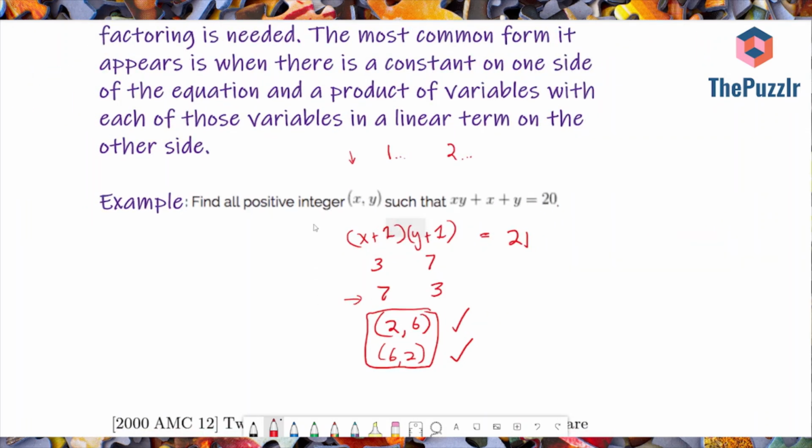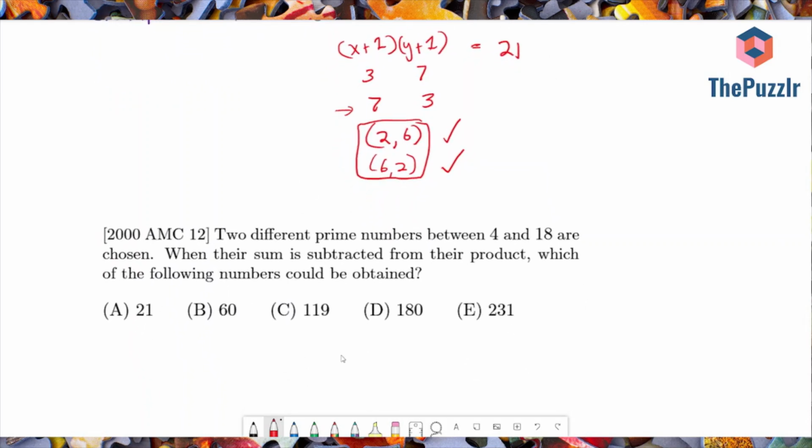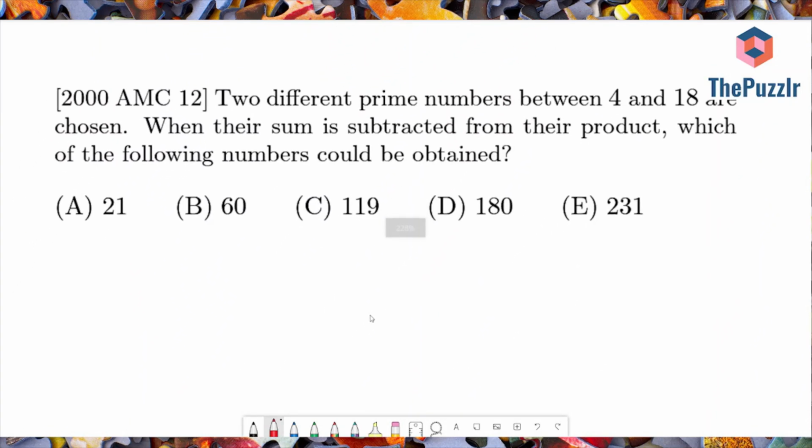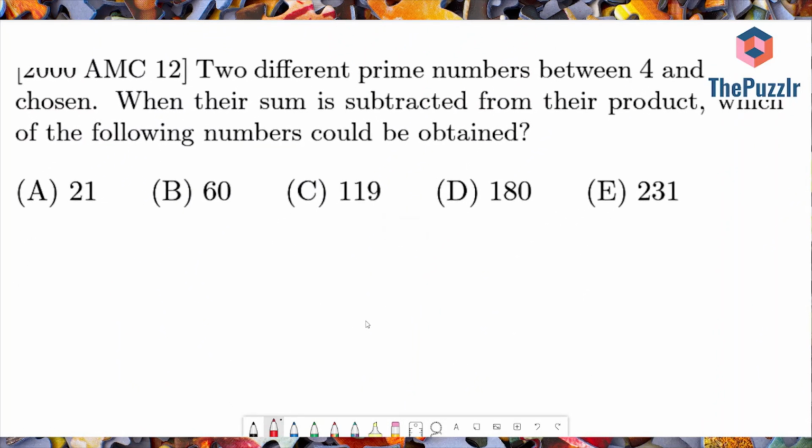Like the next problem. From the 2000 AMC 12, two different prime numbers between 4 and 18 are chosen. Okay, so different and they're prime. When their sum is subtracted from their product, which of the following numbers could be obtained? Let's take a look.